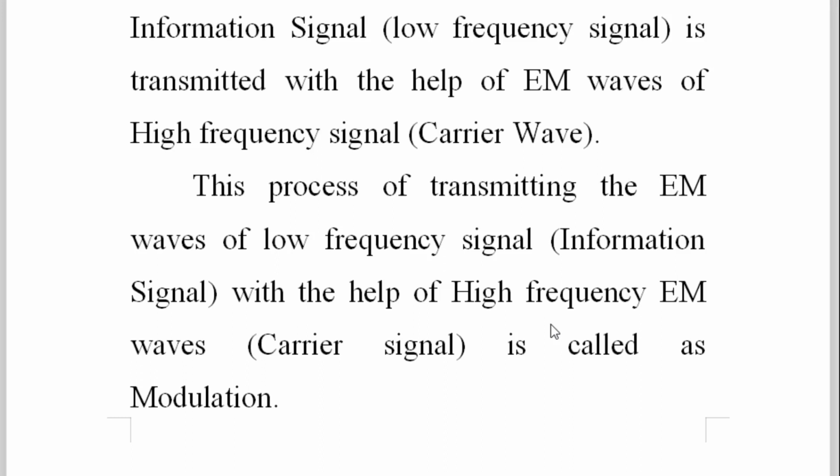If you do the modulation, the size of the antenna is not equal to only the lambda of the carrier frequency, which is the high frequency. It becomes lambda by 4 of the carrier frequency due to the process of modulation. The high frequency signal already has a lambda in centimeters, and you get the advantage of lambda by 4 again because of modulation. So let us proceed.